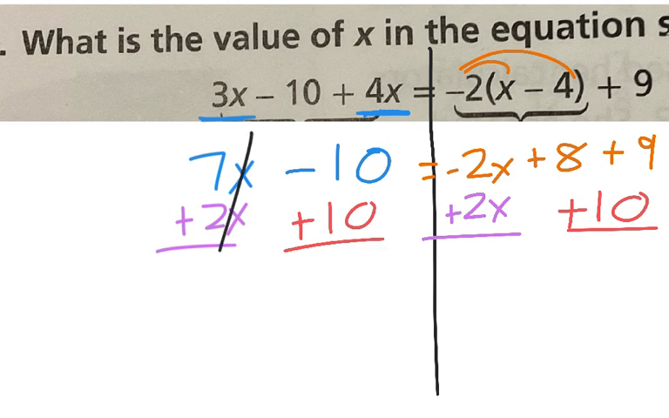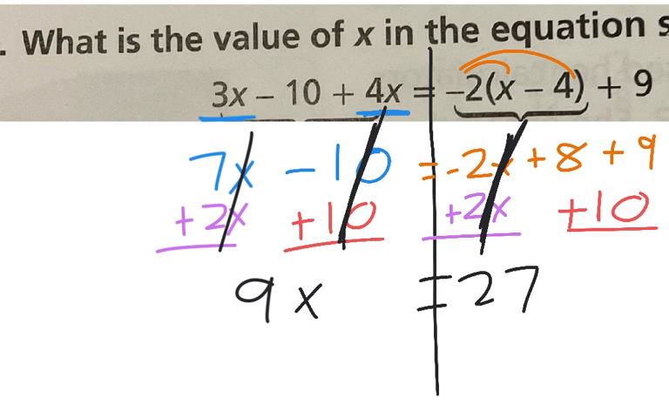7x plus 2x is 9x. Negative 2x plus 2x is gone. Negative 10 plus 10 is gone. Now what's left over on the right? 8, 9, and 10. 21? What is it? Oh, sorry. 27. X is being multiplied by 9. So x is 3.